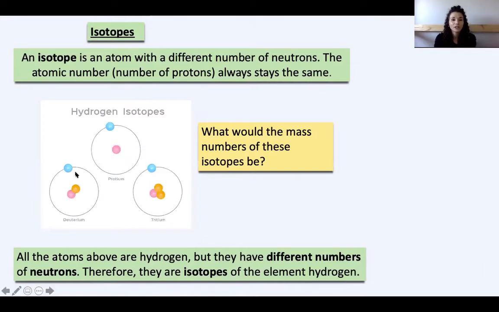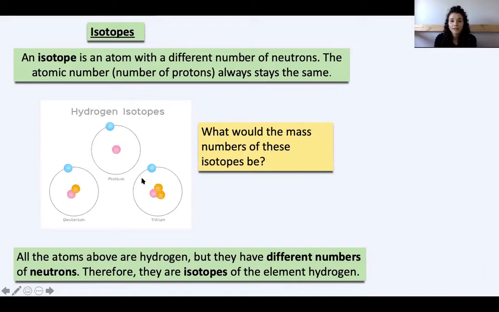And here in this picture, you can see that these are all atoms of hydrogen, but they each have a different amount of neutrons. So this one here doesn't have any neutrons. It just has a proton and an electron. This one here has 1 proton, 1 neutron, 1 electron. And this one here has 1 proton, 2 neutrons, and an electron.